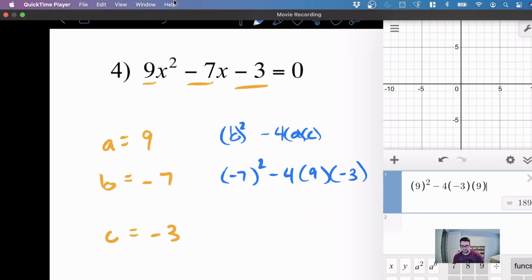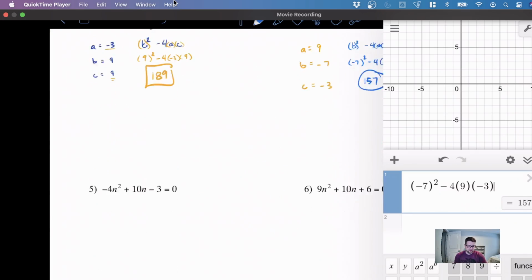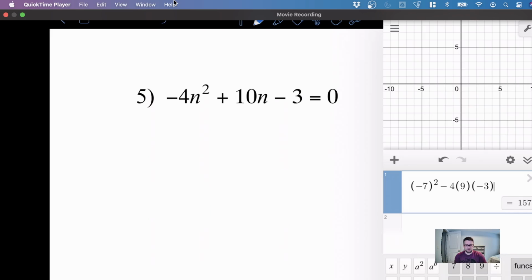Now let's type it in. So I'm going to have my parenthesis, negative 7, parenthesis, that gets squared. Minus 4, parenthesis, 9, close it, open a new one, negative 3. Oh, we get 157, it looks like, as our answer. Nice job. Let's take a look at another one. We have 2 left here.